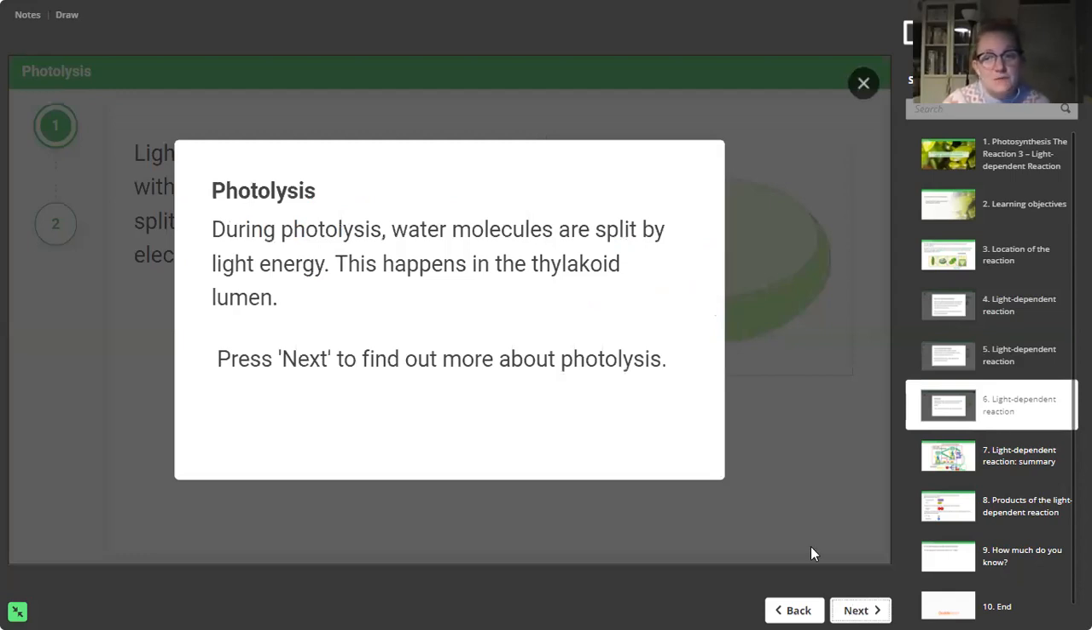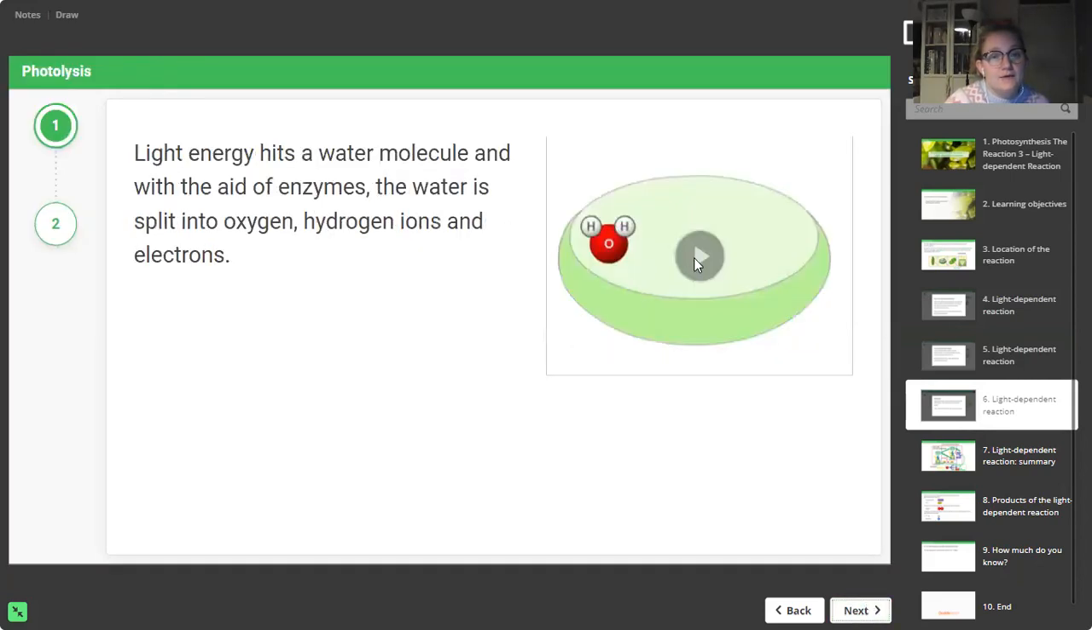And then the last little part of this is the photolysis. So photolysis, lysis meaning splitting by water, photo meaning light. Water molecules are split by light energy, and this happens in the thylakoid lumen. So what happens here is light energy hits a water molecule, and with the aid of enzymes, the water is split into oxygen, hydrogen ions, and electrons.